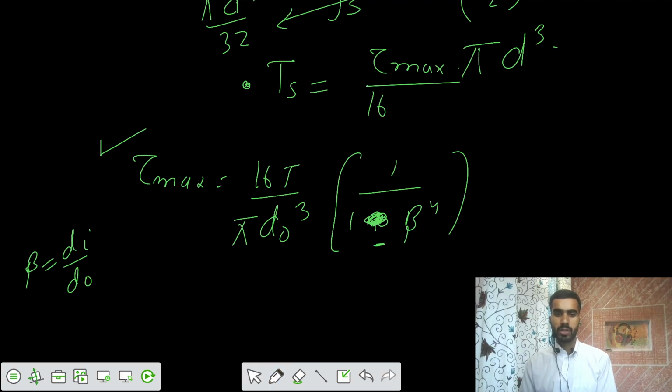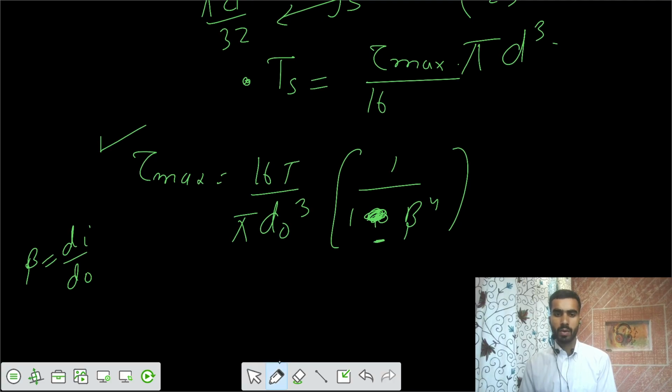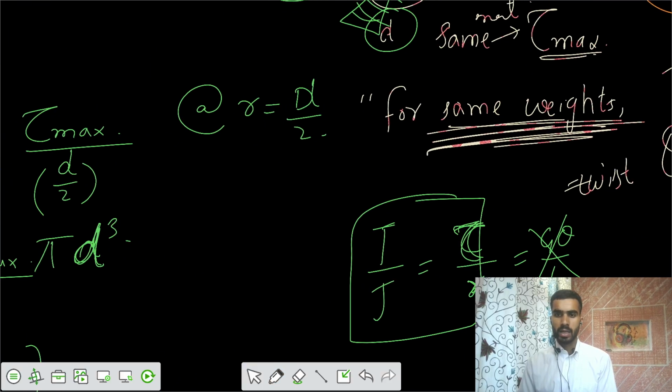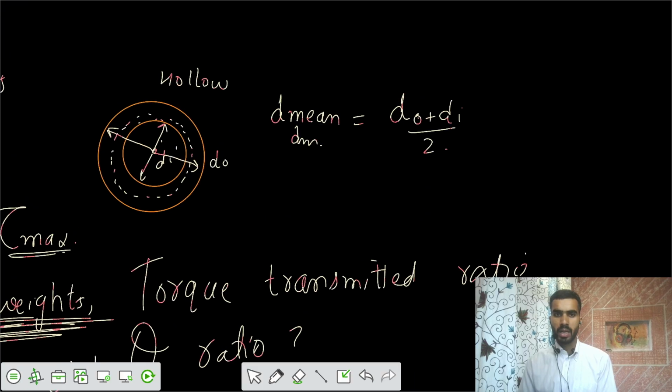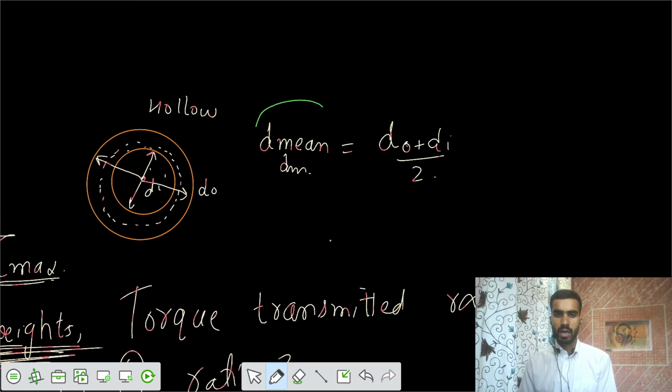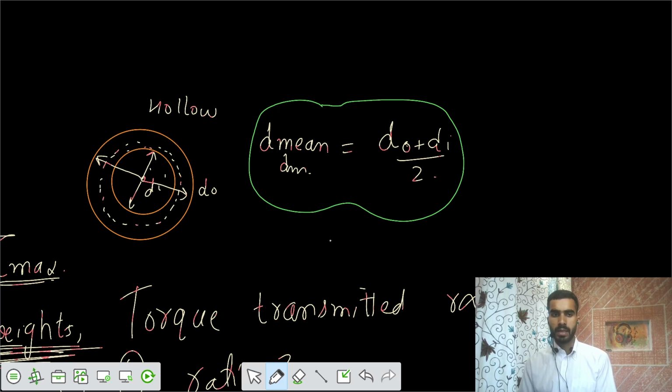So what is the difference? What is the value of d outer? Because here we have a value of d outer, but in the other one we have only d. So you need to convert one into the other. We have the condition given that d mean equals d outer plus d inner by 2.